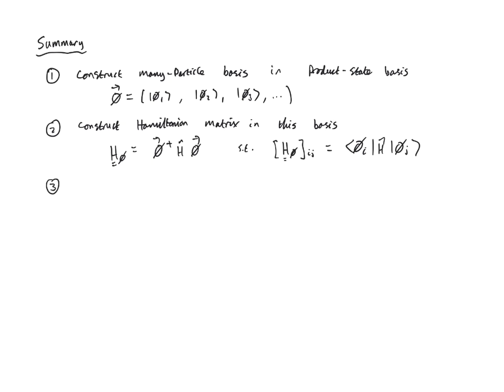Thirdly, we need to diagonalize this matrix. And what we mean by that is we need to find the unitary matrix U such that U dagger H phi U is equal to a diagonal matrix.